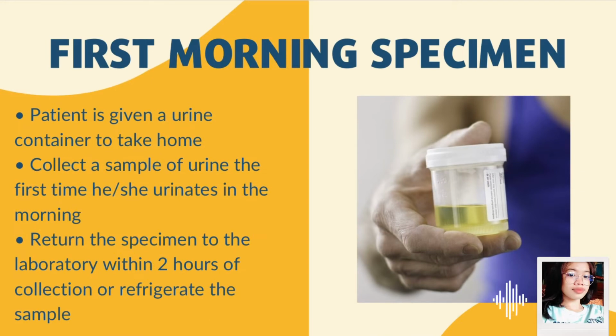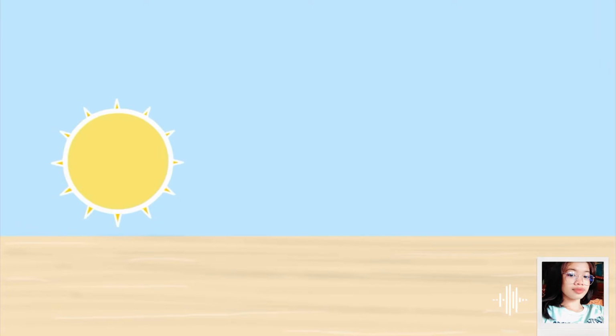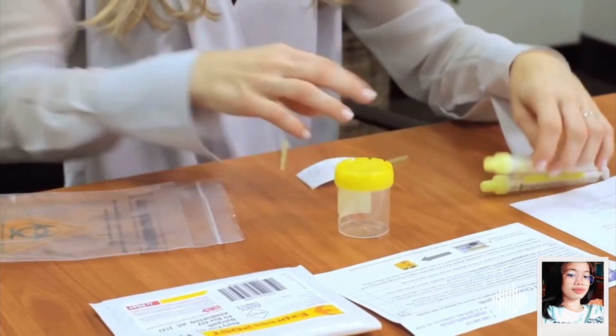The first morning specimen is referred to as a sample that is collected the first time the patient urinates in the morning. These are the steps to collect the first morning specimen. First, the patient is given a cup to take home.